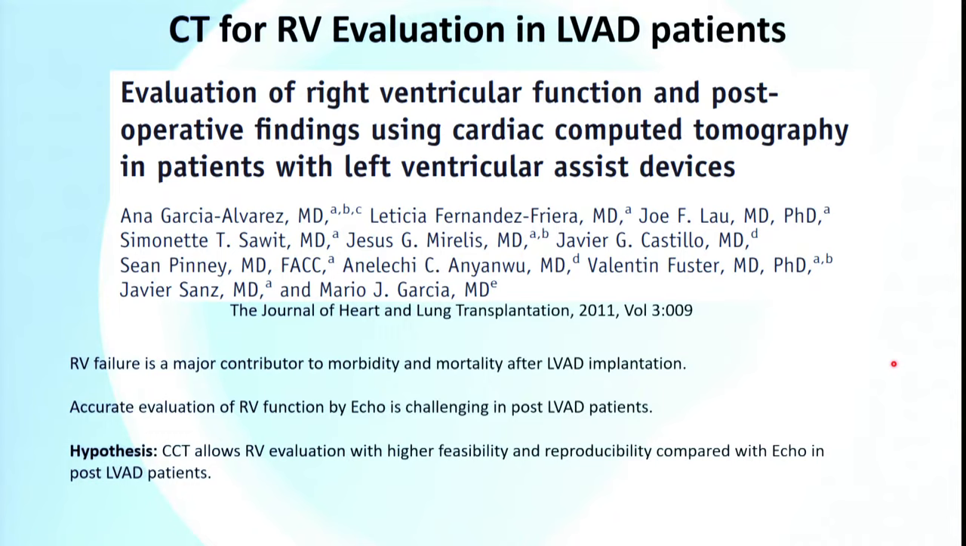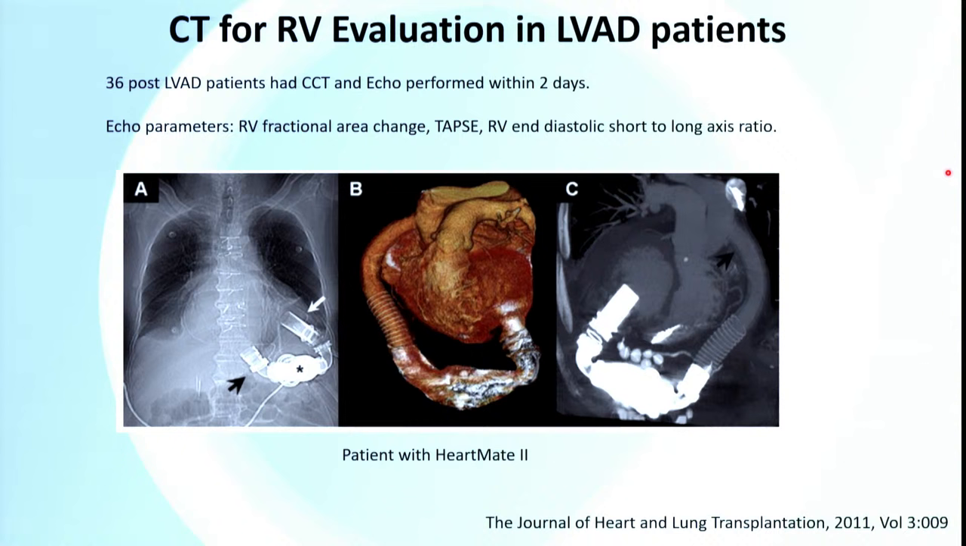So they looked at 36 patients who had an LVAD placed and had a cardiac CT and echo performed within 2 days of each other. These are the echo parameters. They looked at RV fractional area change, TAPSE, and RV end-diastolic short to long axis ratio, which we typically don't use. This is a study from 2011, so RV free wall tissue Doppler was not included in the study. And you can see, anatomically, you can see the LVAD really well. Here's the planning scan, and here are reconstructed images showing your inflow cannula, the HeartMate device, and then the outflow cannula.